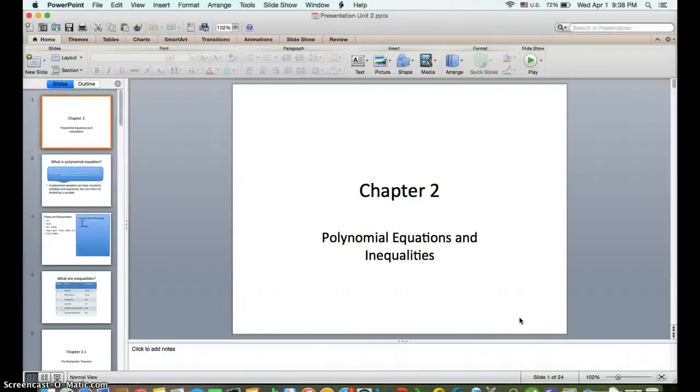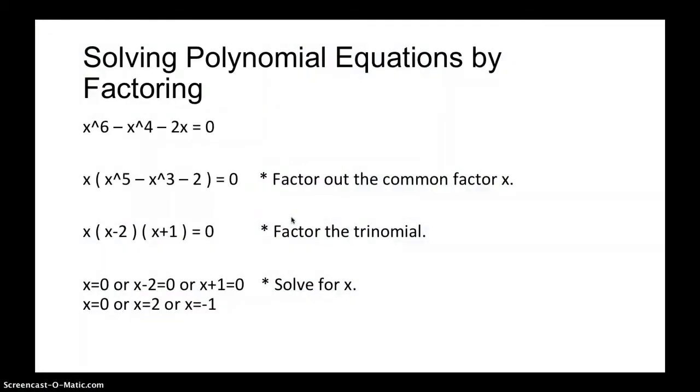Okay, it is done and I pass 2.3 and 2.4 to Dinesh. x to the power of 6 minus x to the power of 4 minus 2x equals 0. So first we have to factor out the common factor, which is x, which gives x brackets x to the power of 5 minus x to the power of 3 minus 2 brackets equals 0. After that, we have to factor the trinomial, which is this part here, which will give us x brackets x minus 2 brackets x plus 1 equals 0.